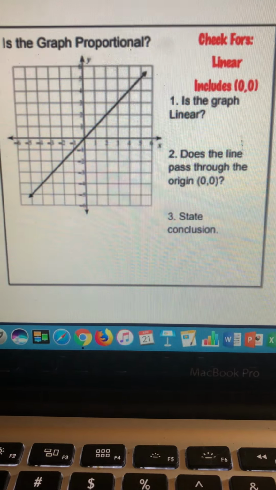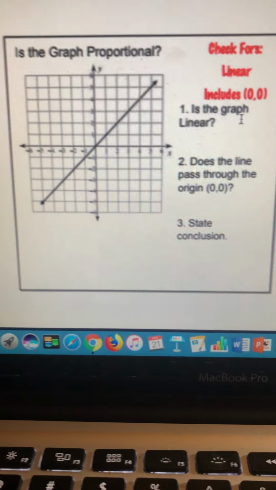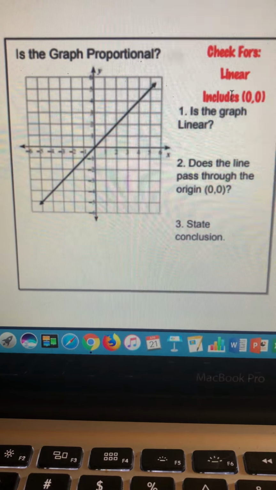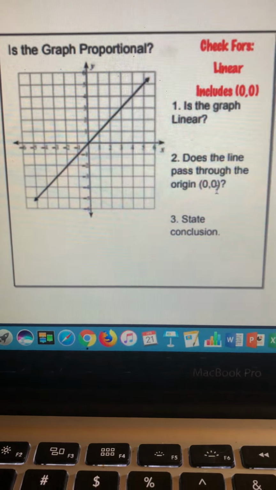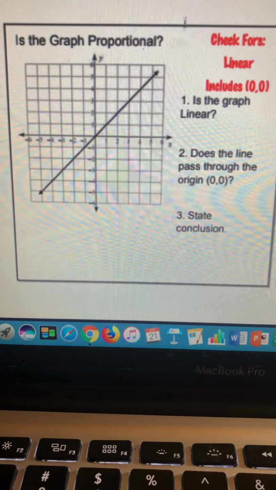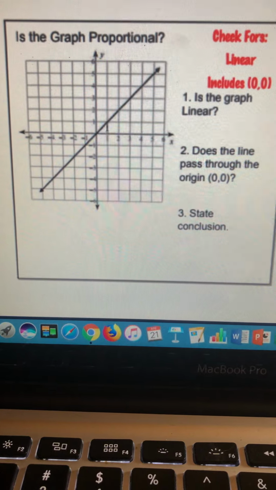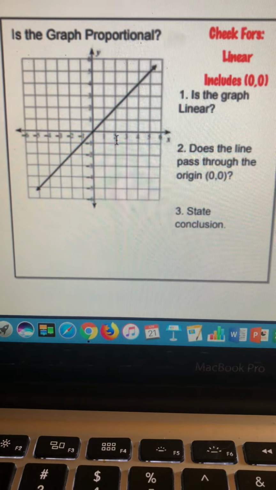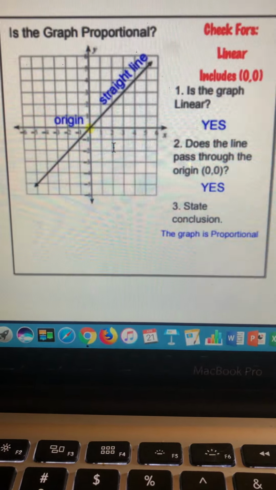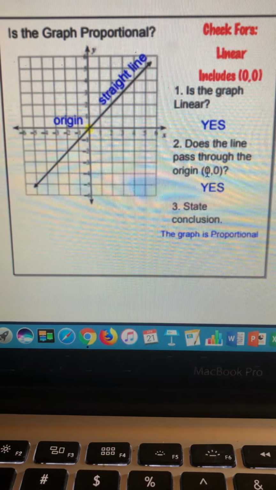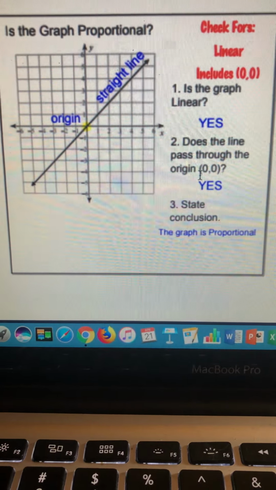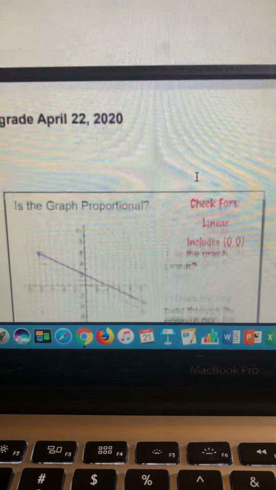You're going to do your two check fors. That's what I called them. Is it linear? Does it include 0, 0? And then you state your conclusion. So looking at this graph, is it linear? Yeah, because it's a straight line. Does it pass through the origin 0, 0? Yes. So we would say, okay, this graph is proportional. The two check fors are met, so we say this graph is proportional.